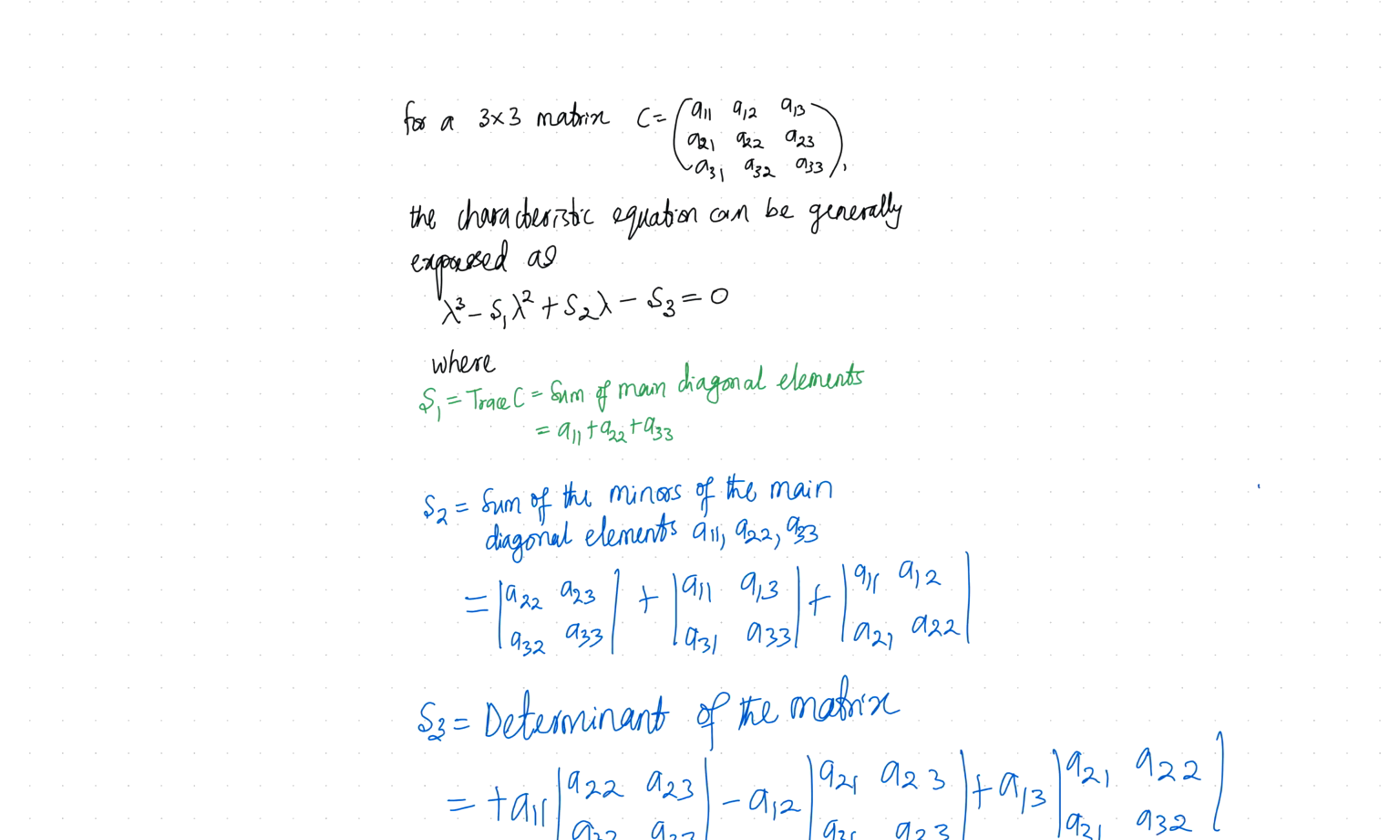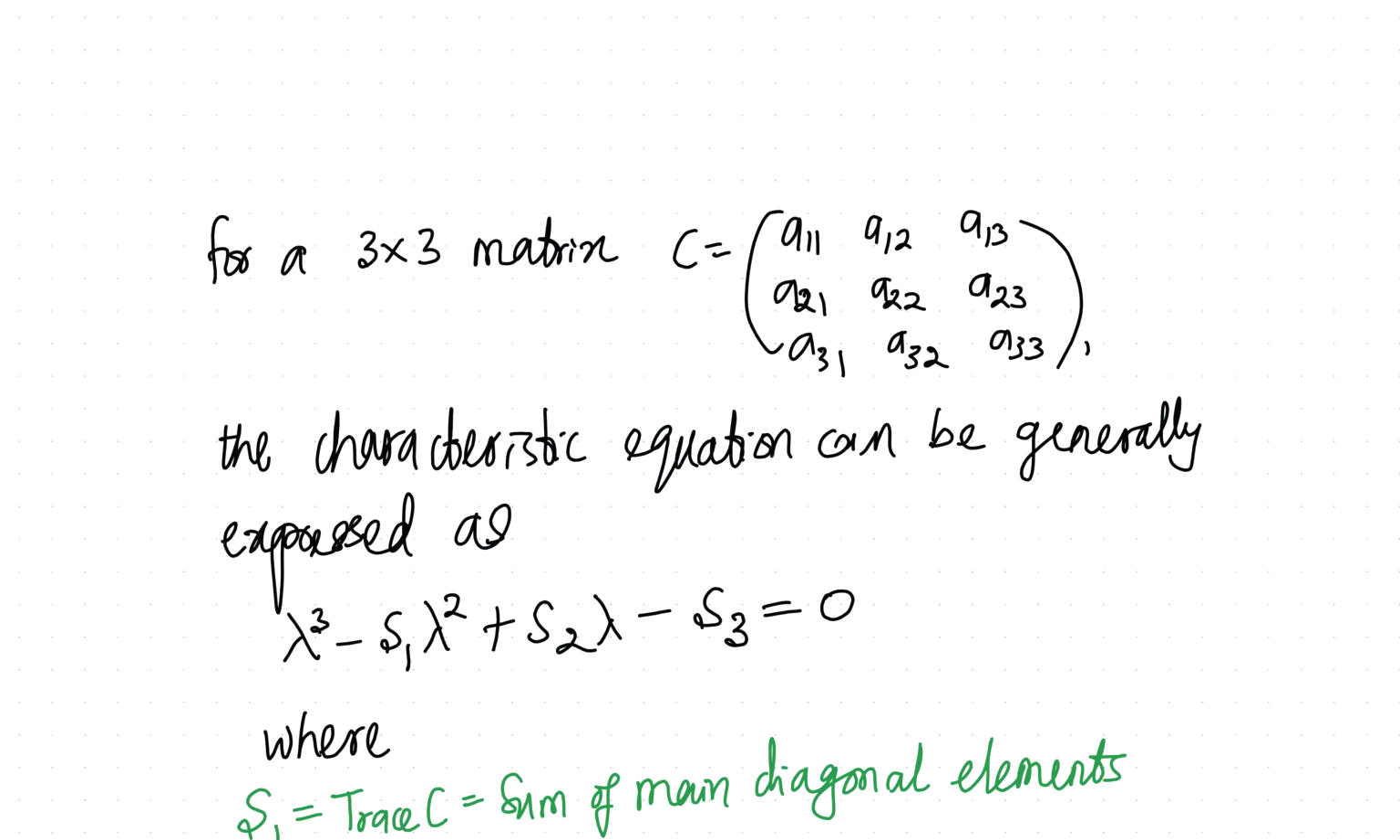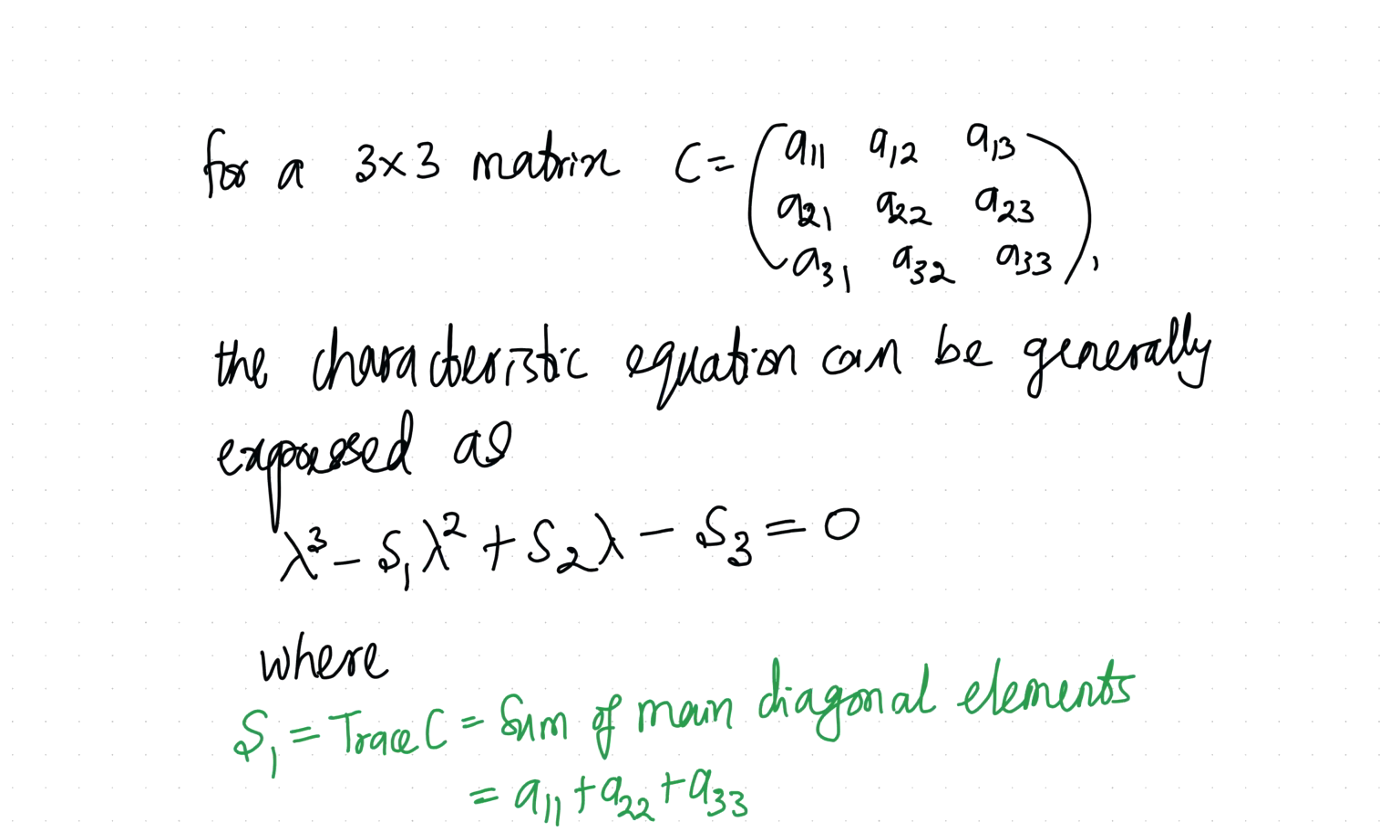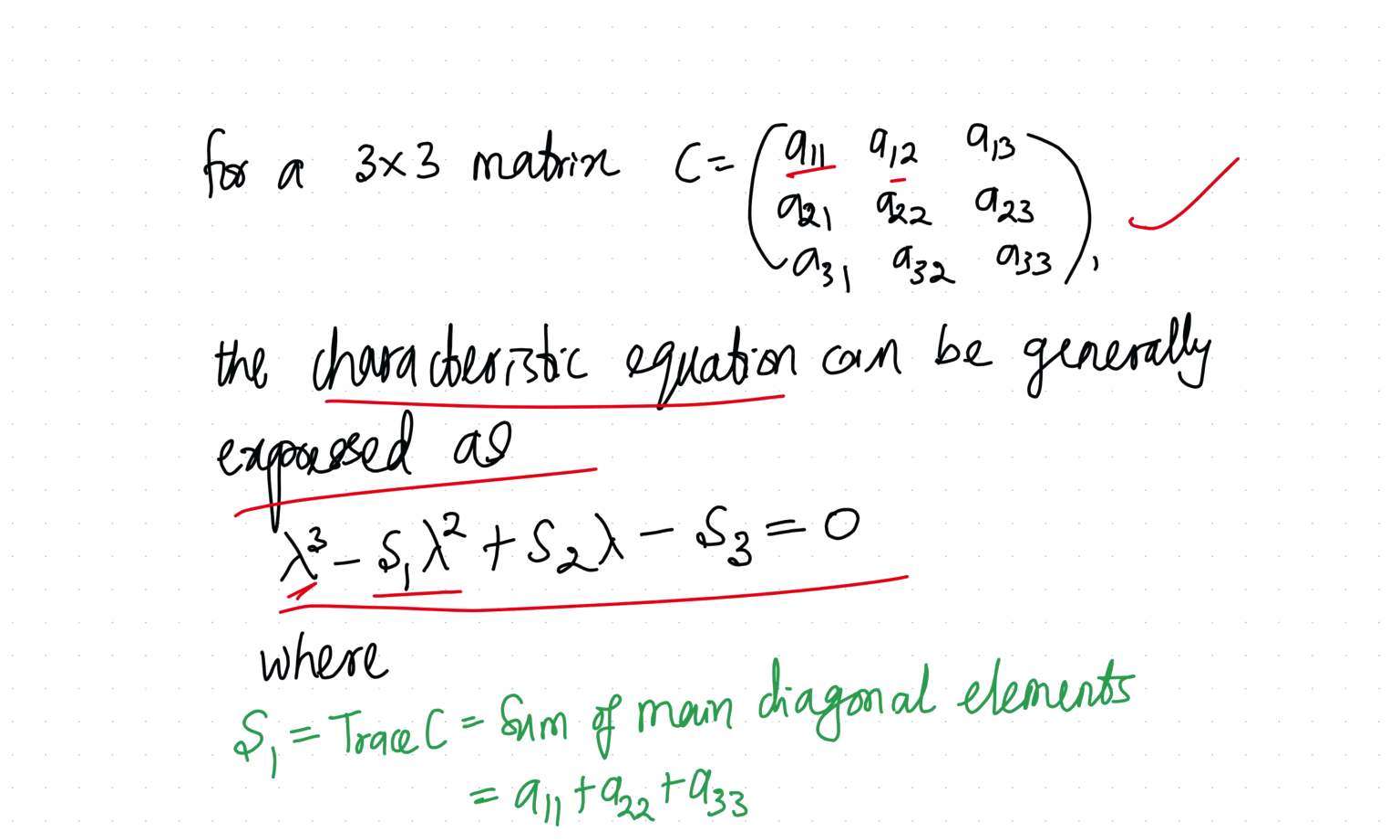Okay, so for a 3 by 3 matrix C, which is A11, A12, A13, and all that, like we know, the characteristic equation can be generally expressed as this: lambda cubed minus S1 lambda squared plus S2 lambda minus S3 equals 0. You see the signs are alternating, plus, minus, like that. Now, all these S1, S2, S3, what are they? That's where the work is.